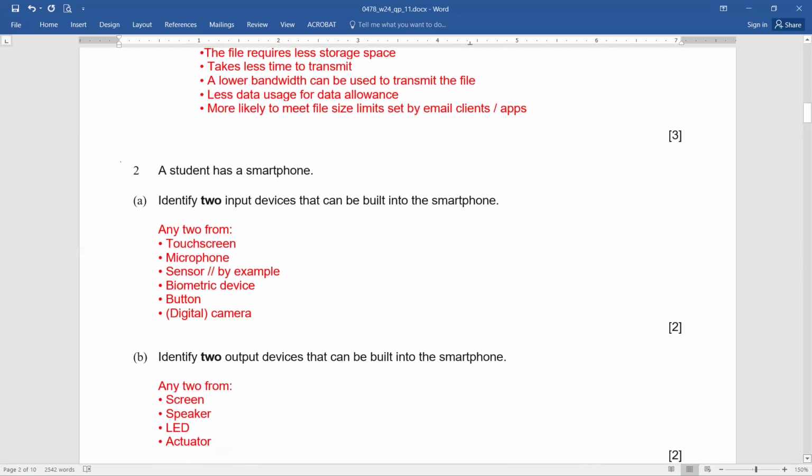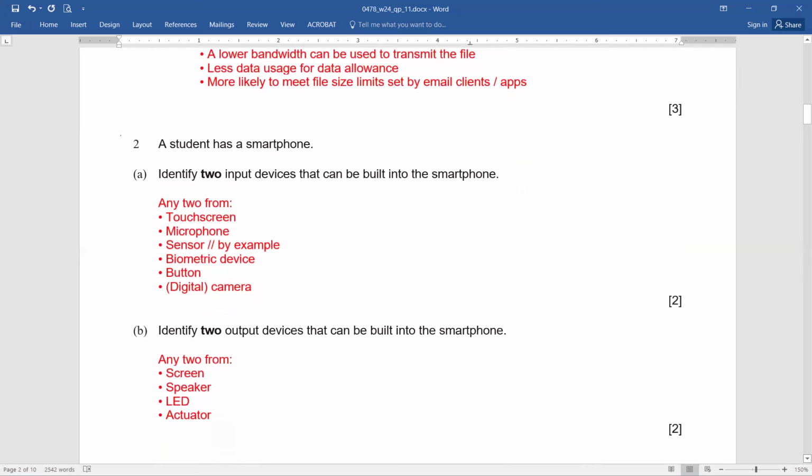Okay, now. A student has a smartphone. Identify 2 input devices that can be built into the smartphone. Input devices, any 2. So you can see that screen, very first thing, microphone or mic. Sensor, you can mention any example like touch, whichever sensor that you think is used in your mobile phone, like proximity sensor, etc. Biometric device, you can say button, or you can say digital camera.